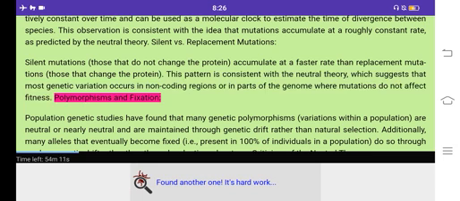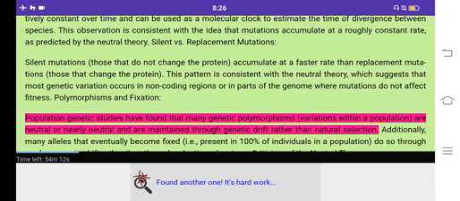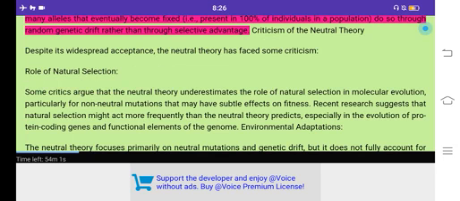Polymorphisms and fixation. Population genetic studies have found that many genetic polymorphisms, variations within a population, are neutral or nearly neutral and are maintained through genetic drift rather than natural selection. Additionally, many alleles that eventually become fixed, i.e., present in 100% of individuals in a population, do so through random genetic drift rather than through selective advantage.